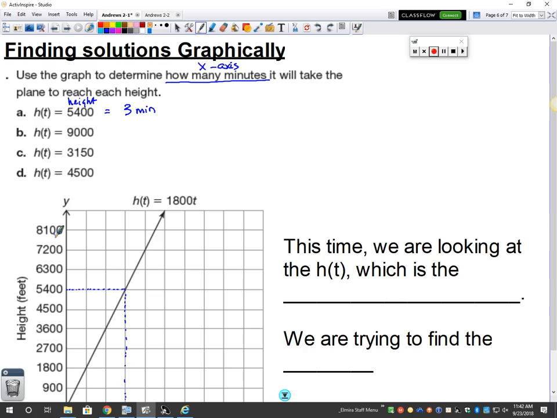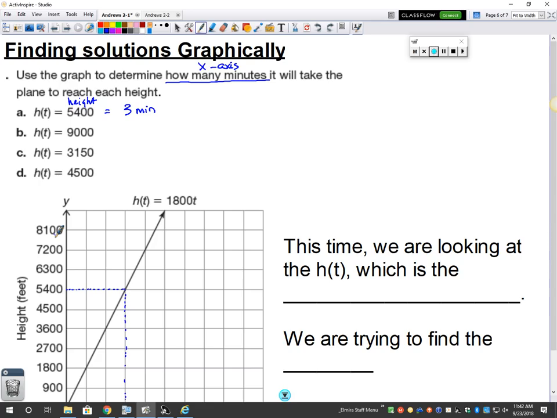You can't look at where it crosses on the graph and know exactly the value, because even though it appears to cross where the 3 is and the 5400 is, if it was 3 minutes and 1 second or 2 minutes and 58 seconds, that would not look dramatically different on the graph. We just don't have that kind of accuracy on here, okay?